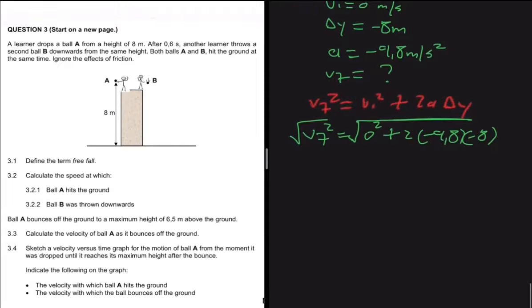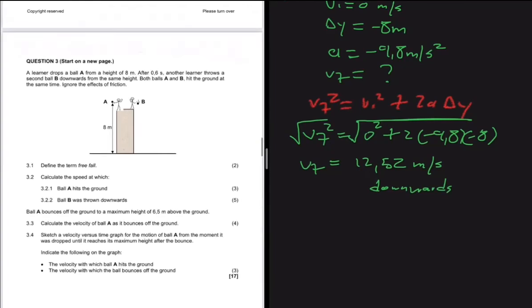If you compute that, you're going to get VF being equal to 12.52 meters per second downwards, right? We must not forget that we're talking about the velocity at which the ball strikes the ground, right? So that's how we would essentially solve the problem.